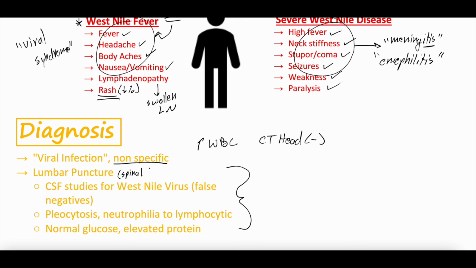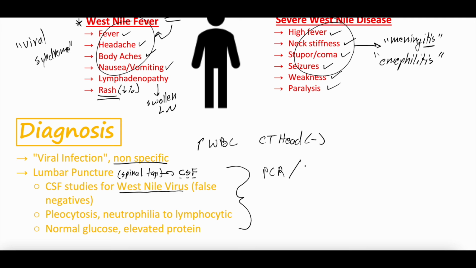A lumbar puncture is a spinal tap. It's where you poke a needle in the lower back through the skin into the spinal canal, and you get a sample of the cerebrospinal fluid, the CSF. And this cerebrospinal fluid, you can test for West Nile virus.